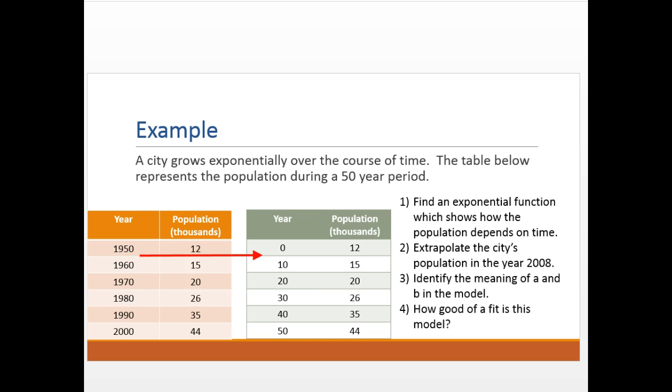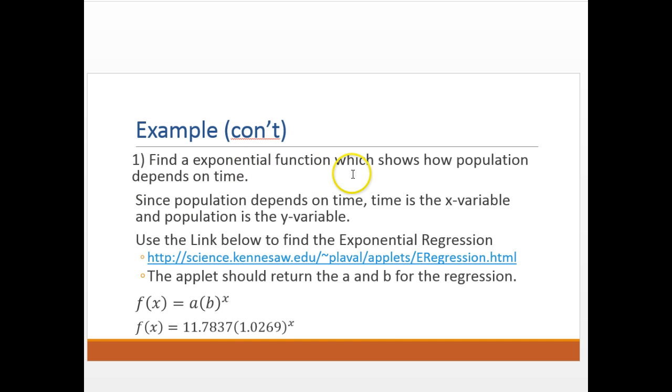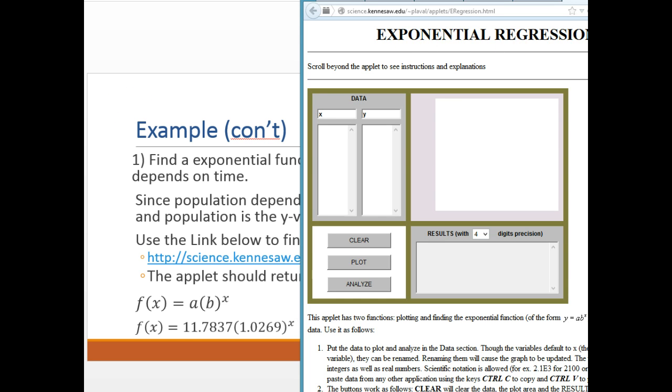Let's talk about what we need to do when we talk about finding an exponential function which shows how population depends on time. Again, since population depends on time, the time is the x variable, and population is the y variable. Here's another link to the applet. We're looking for a function f of x equals a times b to the x. So we're going to click on our link. This will pull us up to the exponential regression applet.